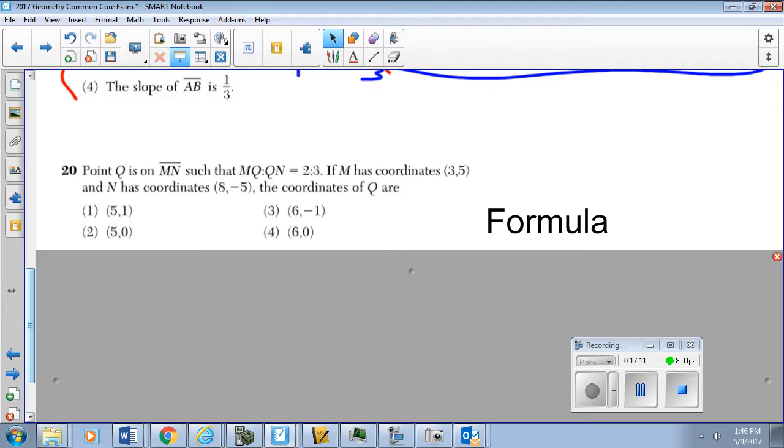Okay, let's read this problem. It says point Q is on MN such that MQ to QN is a 2 to 3 ratio. If M has coordinates 3, 5, and N has coordinates 8, negative 5, the coordinates of Q are.